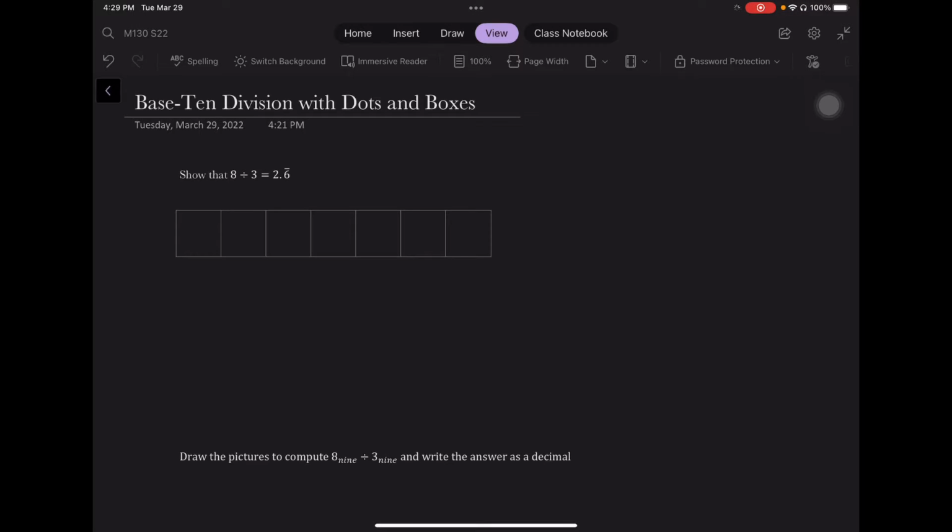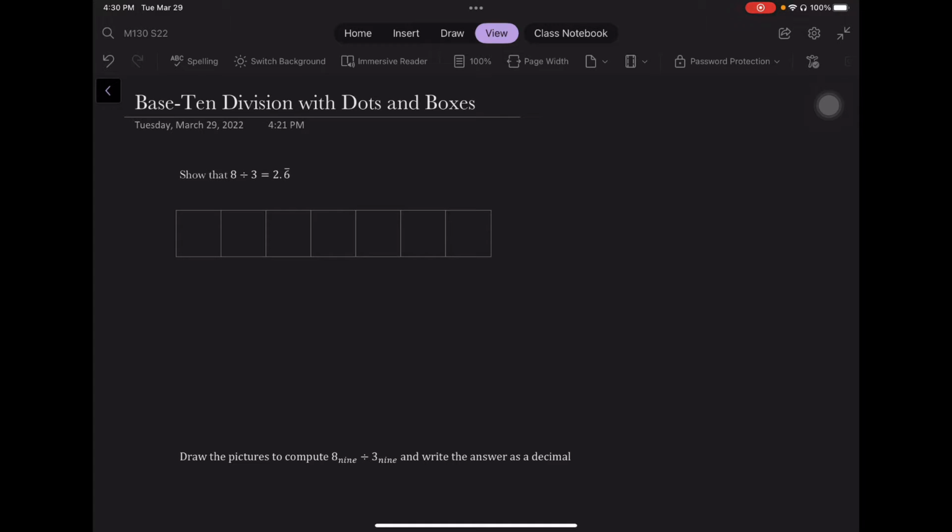Okay, we're moving on to division with dots and boxes. Now, as we're doing base 10 division, remember that each box can contain up to 9 dots. As soon as you get up to 10, it moves into the next box. And we are dividing 8 by 3.